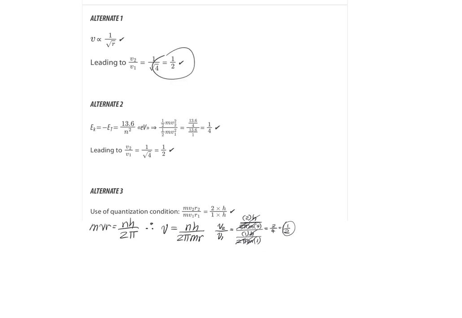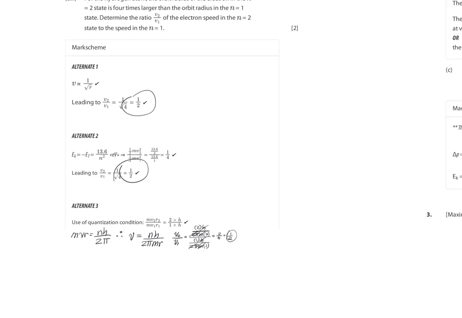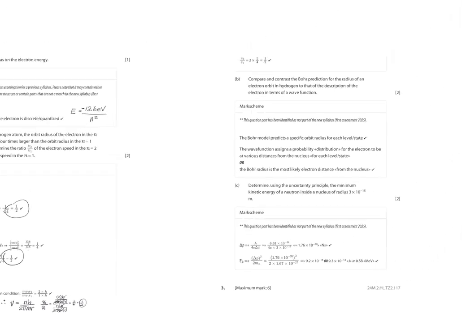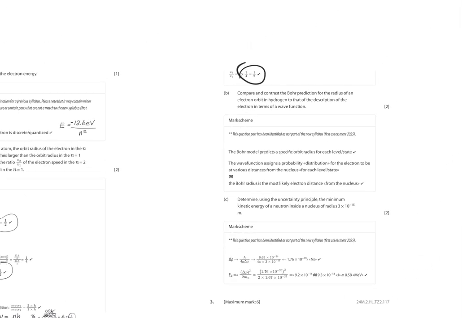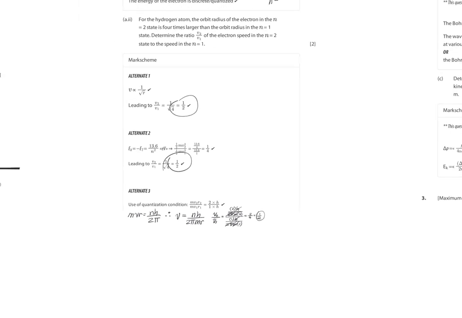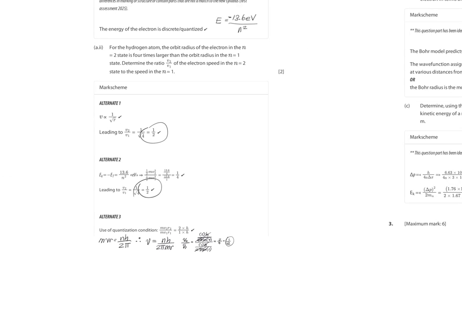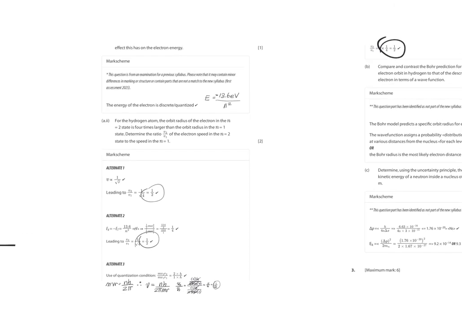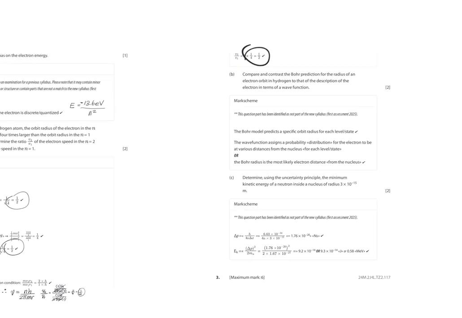That's what they get. They get 1 half here, they get 1 half here. And if we track this method, we also get 1 half here. So yeah, 1 half is the way it goes. That's the way I would do it, considering that you're talking about speeds, and that's the equation that has electron speed in it. So I don't know why they consider that the third alternate. That would be my first choice.